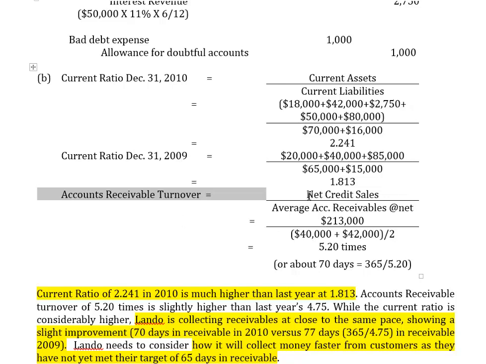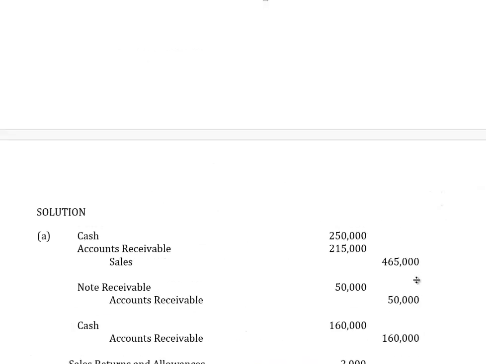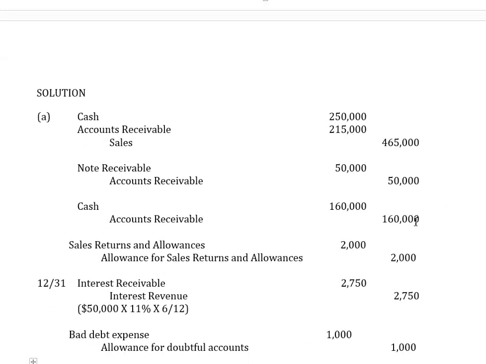And that looks at your net credit sales divided by your average receivables at net. Well, your net credit sales we know are $213,000. How did we get that? Well, if you go back to the journal entries that you made here, you knew that your sales revenue in total was $465,000, of which $215,000 was on credit.